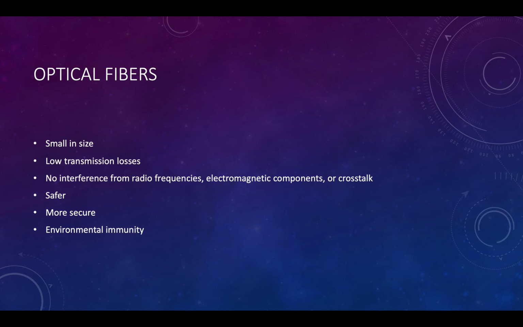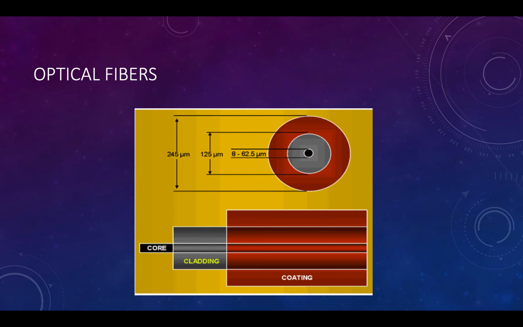Optical fibers. These are the wires that are used in optical computing. They're small in size. They have low transmission loss. There's no interference from radio frequency, electronic components, or crosstalk. They're much safer, more secure, and more environmentally immune. This is a picture, or a rendering, of an optical fiber. And as you can see, they are really small, up to 245 micrometers.